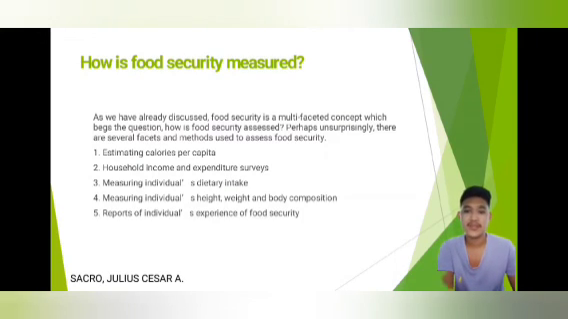How is food security measured? As we already discussed, food security is a multi-phase concept, which begs the question, how is food security assessed? Perhaps unsurprisingly, there are several facets and methods used to assess food security. First is estimating calories per capita, household income and expenditure surveys, measuring individuals' dietary intake, measuring individuals' height, weight, and body composition, and lastly, reports of individuals' experience of food security.